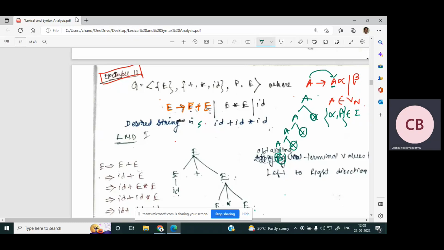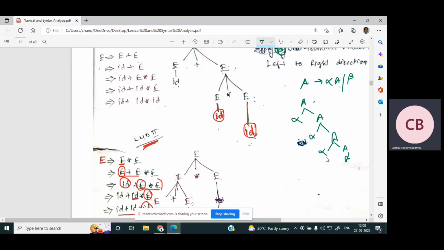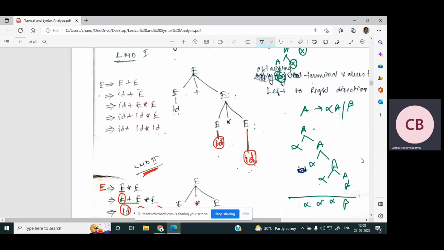If I change the production in this way, that A generates alpha A or beta, it will look like A to alpha A. Again it will be alpha A. Again it will be alpha A. Then A can generate beta. So it will be alpha, alpha, alpha and beta. Correct? The string, if you project it perpendicularly, is alpha, alpha, alpha and beta. And the entire structure is inclined to the right. This A is calling the right A every time. So this is called the right recursion.